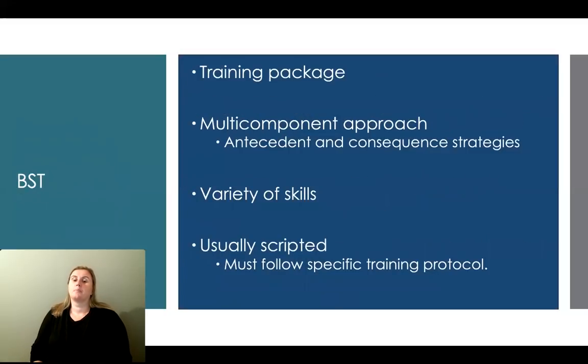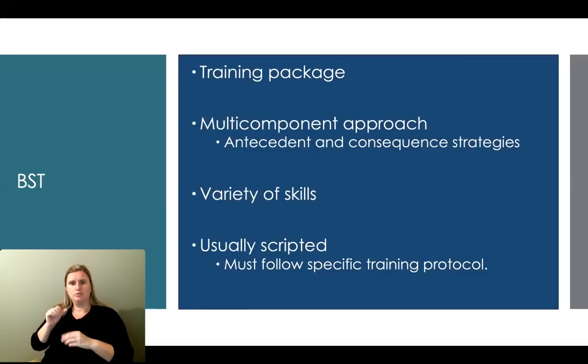It is a training package, a multi-component approach composed of antecedent or proactive strategies as well as consequence-based strategies such as performance feedback. As I mentioned, it can serve to teach a wide variety of skills. Any skill that you can teach, you can actually teach using this specific training package.